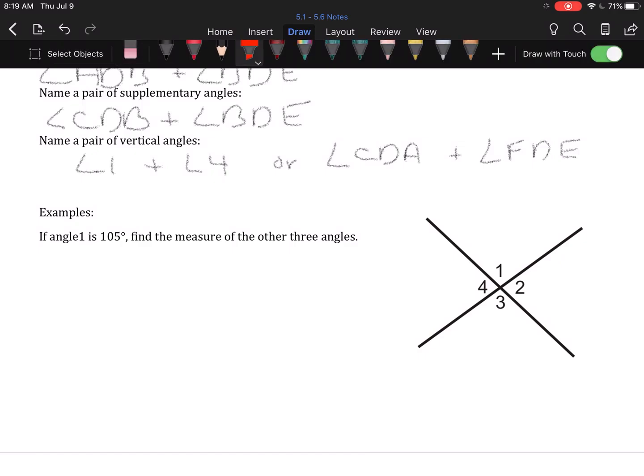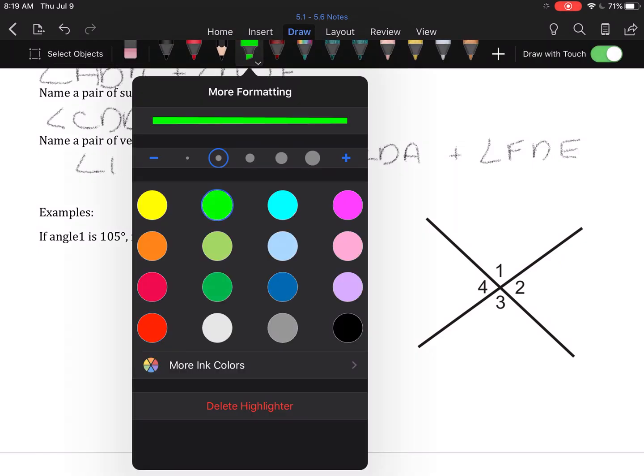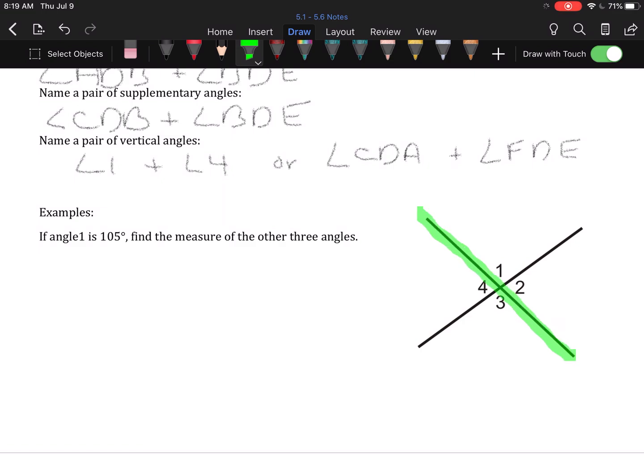And here, again, we have vertical angles. So if I highlight my two lines, you can see it's already broken up into 4 parts. So here we have 2 sets of vertical angles. 1 and 3 are vertical, 2 and 4 are vertical. This means that 1 and 3 are the same thing, and 2 and 4 are the same thing. So if they tell me angle 1 is 105 degrees, I need to find the rest.